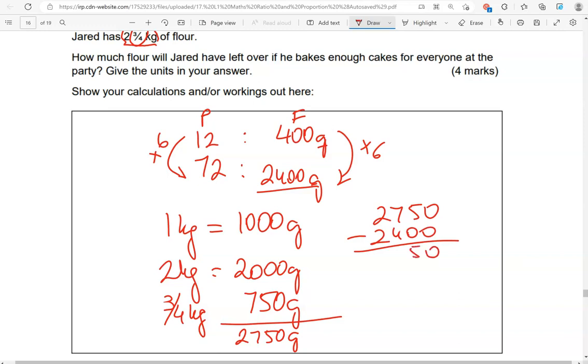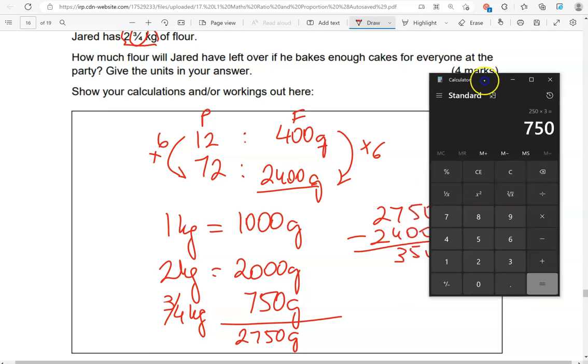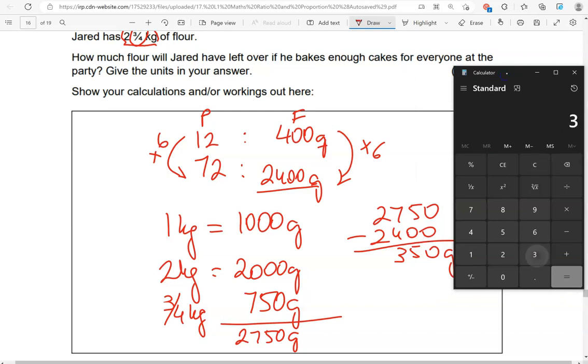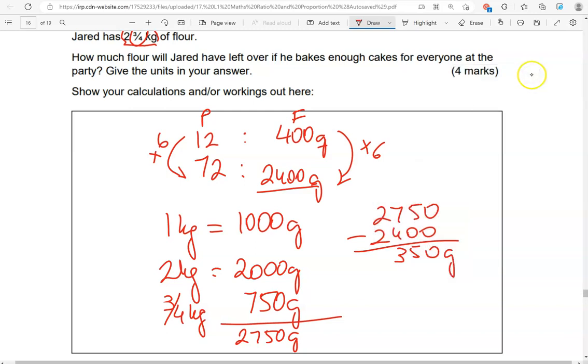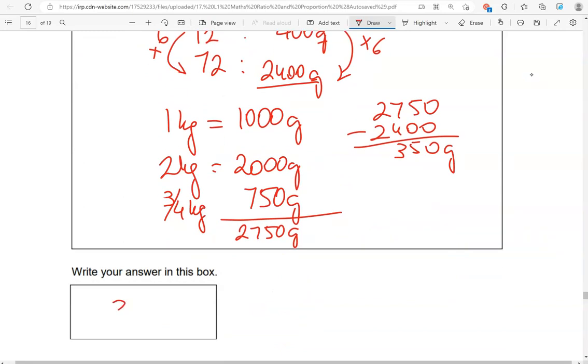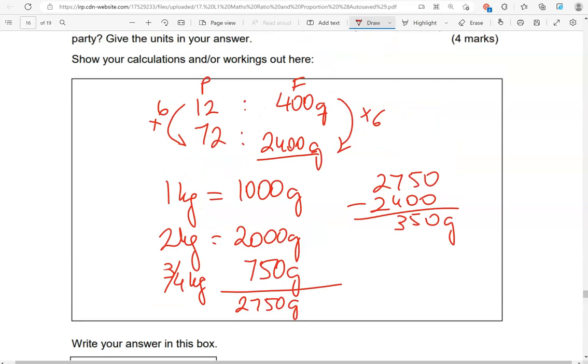That is 350 grams, and we can double check that. If we do 350 add 2,400, that gives us 2,750. So the answer is 350 grams extra.